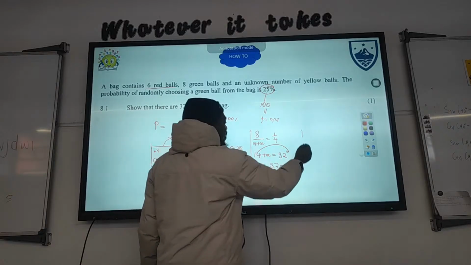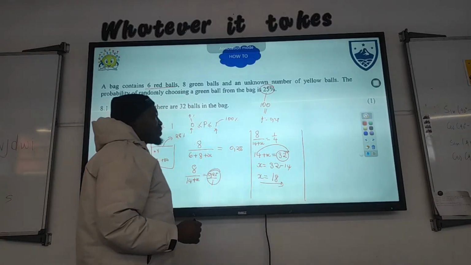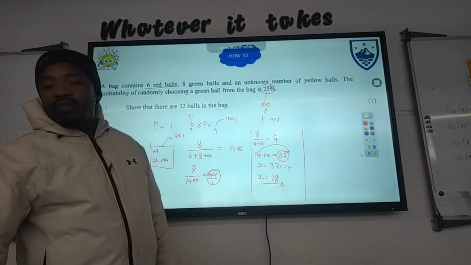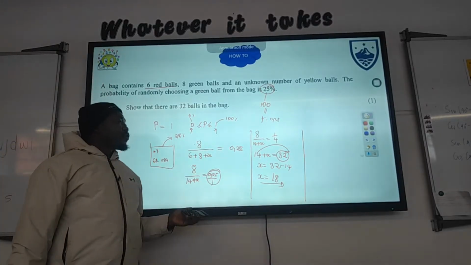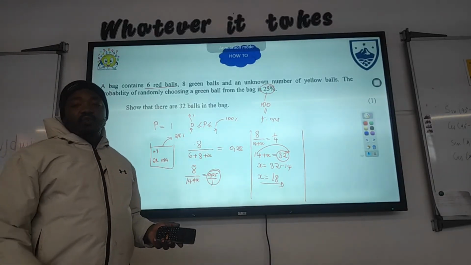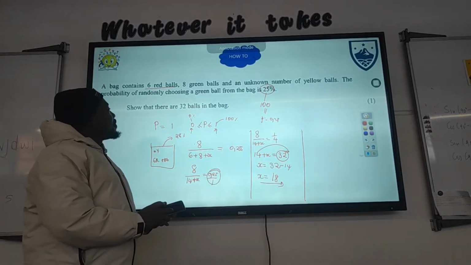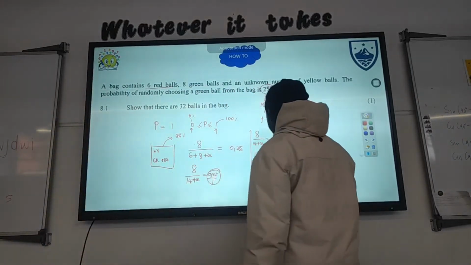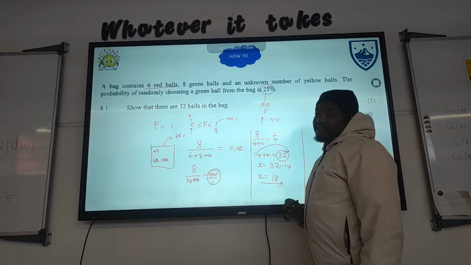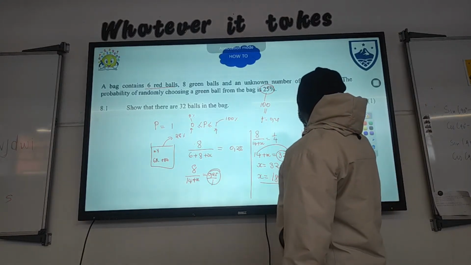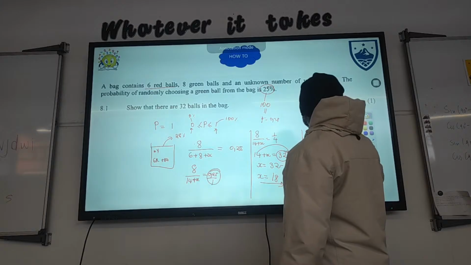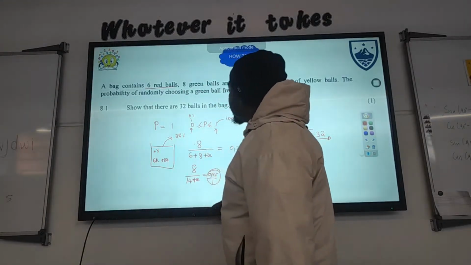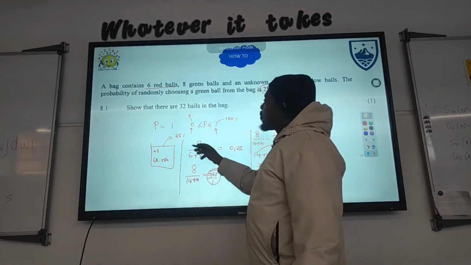So as we have seen, the total number of balls there is equal to 32, and they say we must show that there are 32 balls in the bag. This is how we thought about it. It is 1 mark, so we must make sure that we are able to justify why our value is 32. So our total number is just 32 balls. We have 32 balls in that bag. The reason why I did this is for you to be able to understand the concept, because we are still revising it.